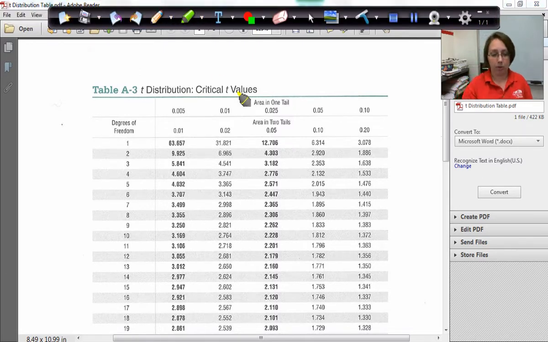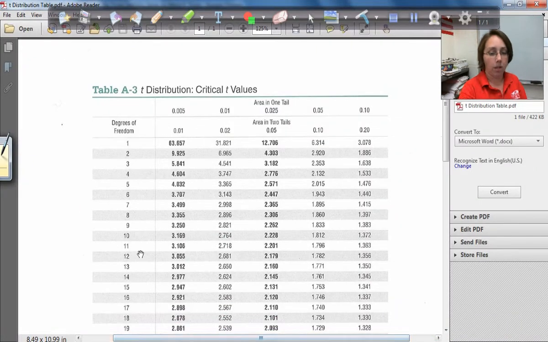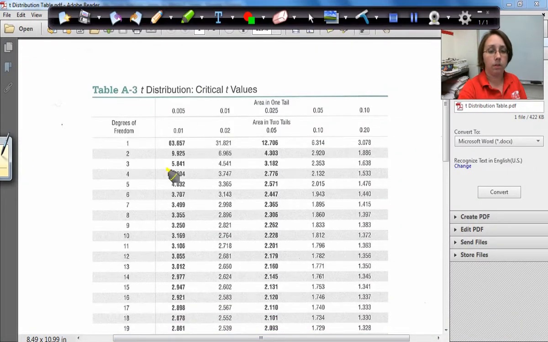Alright. So we're going to highlight the row. Degree of freedom is 11. Yeah, that was right. Okay. So this is our row.